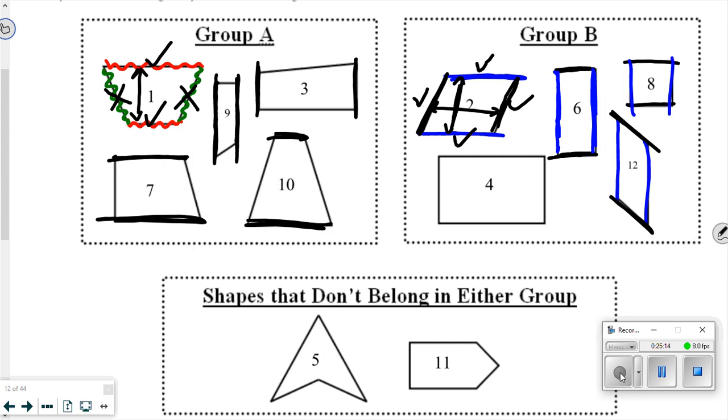It is not a trapezoid. We're going to talk about trapezoids tomorrow, but a trapezoid only has one pair. This one has two pairs, so it's not a trapezoid. It's not one or more. It's one only.